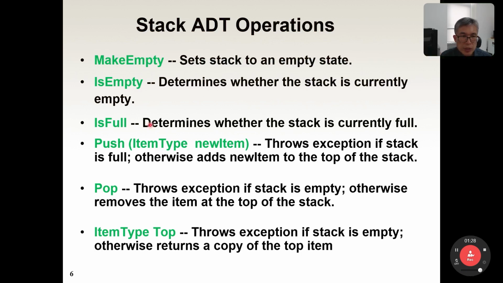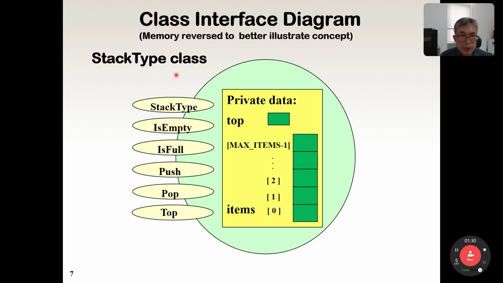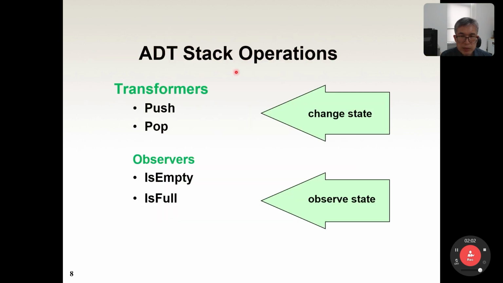This figure shows a class interface diagram, the StackType class. In the middle we have the private data. Top indicates the stack top item, and the stack has an items array. And also member functions such as the constructor StackType, is empty, is full, push, pop, and top.